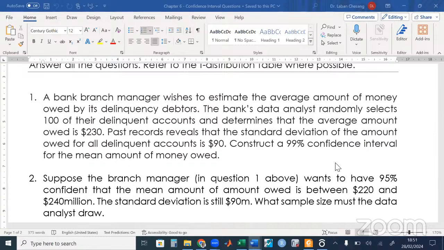Question number one. A bank branch manager wishes to estimate the average amount of money owed by its delinquent debtors. The bank's data analyst randomly selects 100 of their delinquent accounts and determines that the average amount owed is $230. Past records revealed that the standard deviation of the amount owed for all delinquent accounts is $90. Construct a 99% confidence interval for the mean amount of money owed.